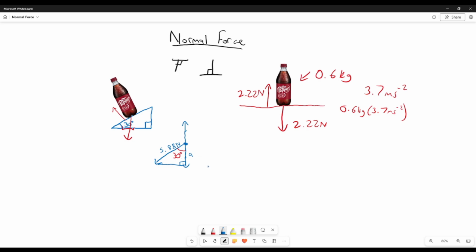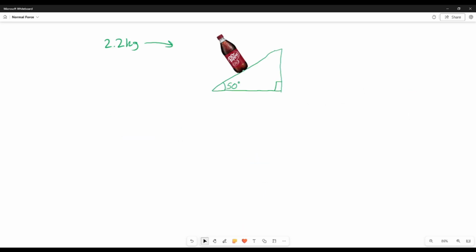So remember our trig rules. We know that cosine of, in this case the angle is 30 degrees, is equal to our adjacent over our hypotenuse, which is 5.88. So we can do some basic algebra, and we can find that the adjacent force is 5.88 times the cosine of 30, which also is going to give us our normal force, which means that the normal force is going to be approximately 5.09 newtons.